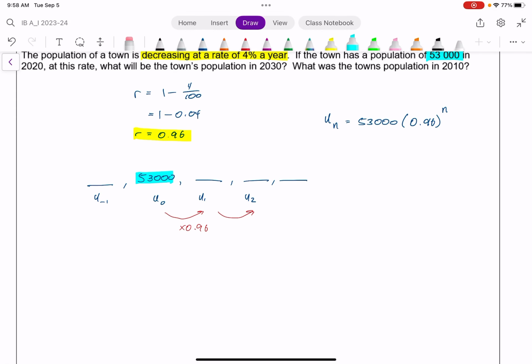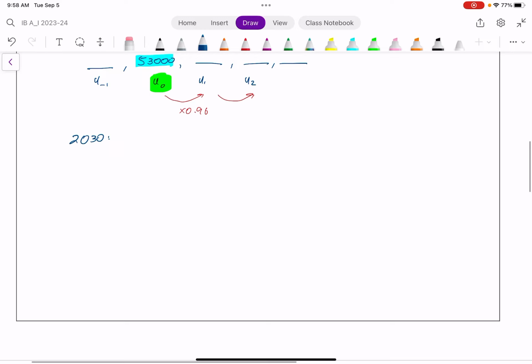And this makes it easier for me to see, for example, if I want to find the population in the year 2030, that's just 10 years from 2020. And so that's 10 years from 0, which is 10. And so the year 2030 will be, you can think of it as my 10th term, imagining that I'm starting at term 0, which would be 53,000 times 0.96 to the power of 10. I don't have to worry about thinking about what the term number is. It's 10 years from 0. And you go to your calculator and I get approximately 35,236.